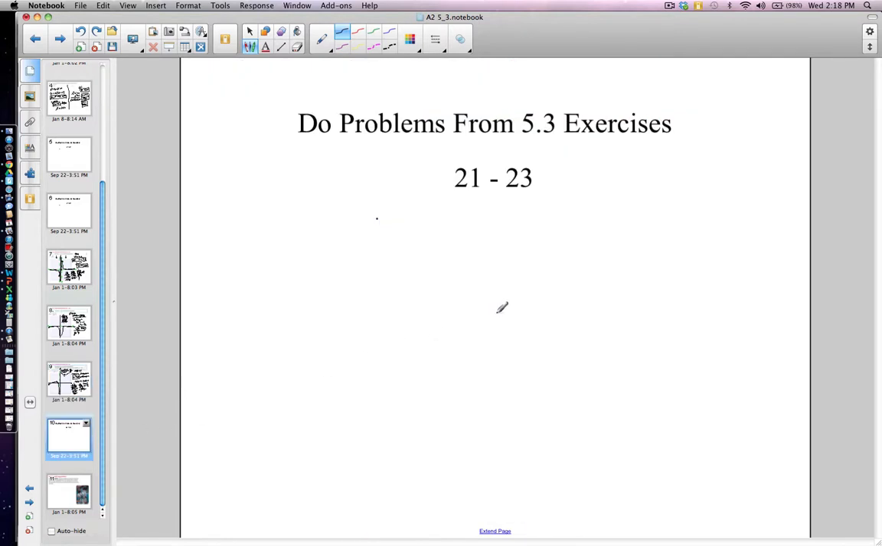So go ahead and practice these types of problems. Do problems 21 through 23, and then come on back.